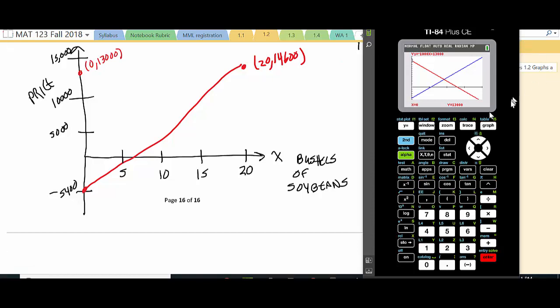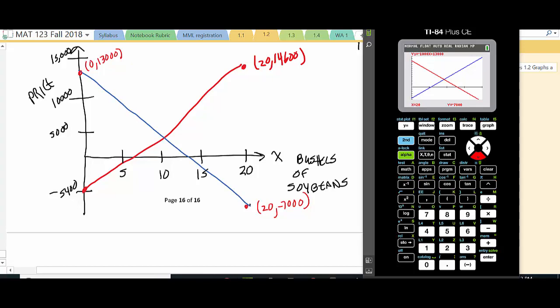Then trace at 20, at the end of the graph, just to get us a good estimation. So I'm going to trace 20. I've got to be on the red line, so I've got to make it on the red one. That's negative 7,000. So I'm going to label that point as 20 and negative 7,000, like that. So that's how your graph looks.